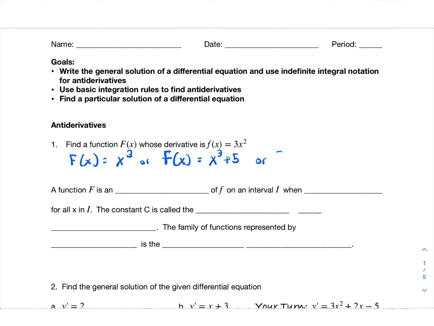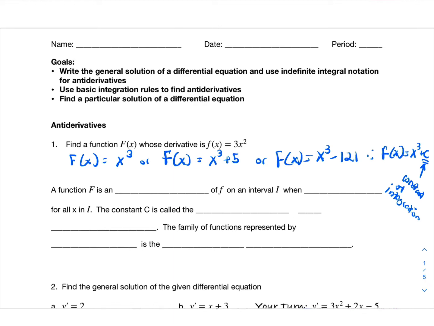But what if it's x cubed plus 5, or x cubed minus 121? So it could be any constant, because remember, the derivative of a constant is 0. So we write that the antiderivative is going to be x cubed plus c, where c stands for the constant of integration.